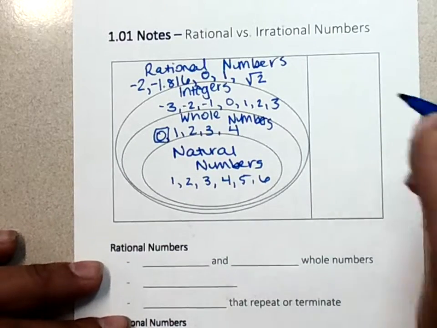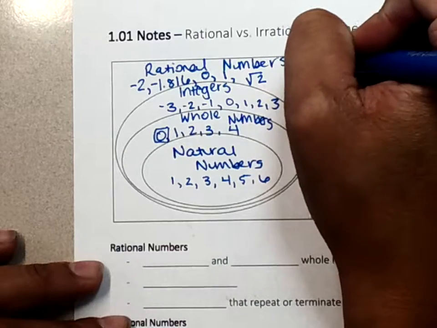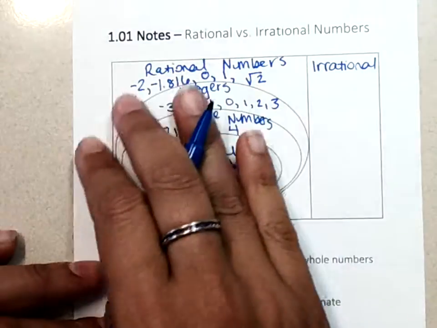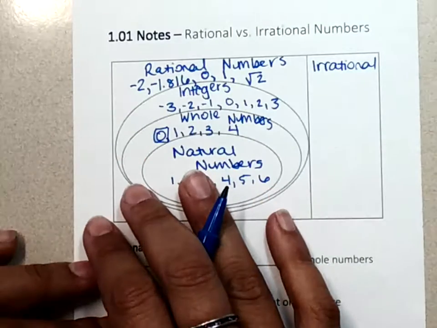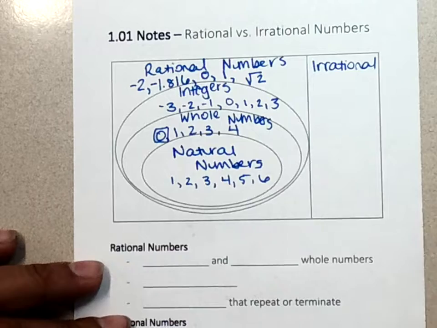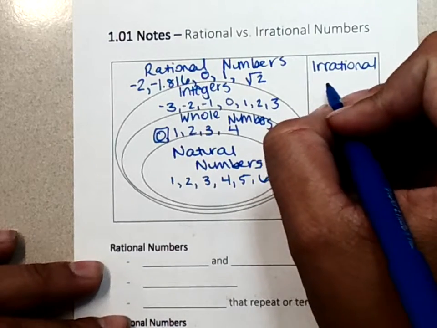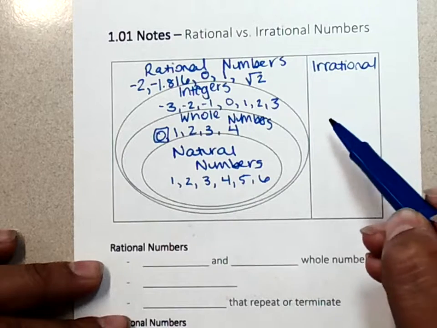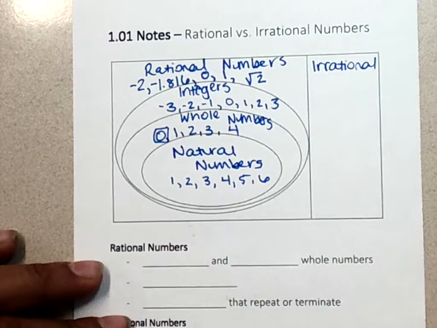Now the last thing that we're going to be talking about are irrational numbers. You'll notice that this is off to the side because it does not correspond with the rest of the information. It is unique in that way. So irrational numbers are numbers that do not have a repeating decimal, or in other words, cannot be written as a fraction, and we're going to review that down below.